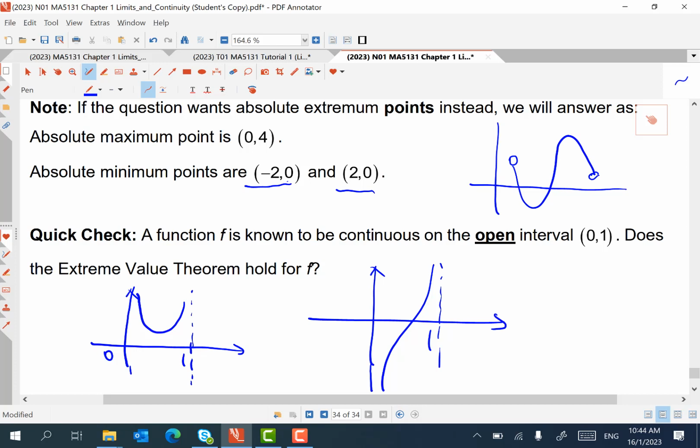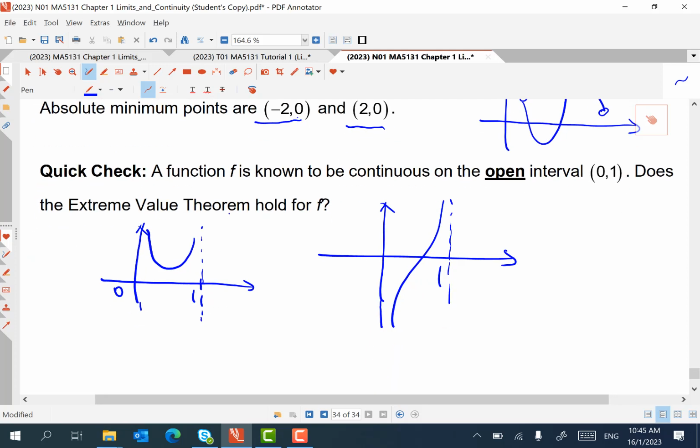Can you still have absolute maximum and minimum? And the answer is of course yes. The continuity on a closed interval dictated by the EVT is actually a sufficient condition, which means if you satisfy the condition, EVT guarantees you. But it is not a necessary condition, which means even if I don't have that condition, it is still possible for me to have absolute min and max. It's something that we're sure.